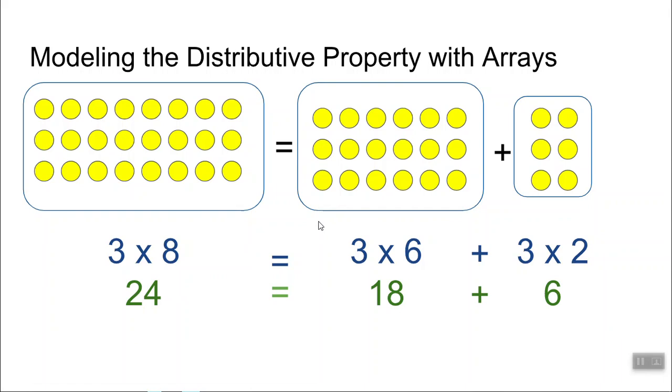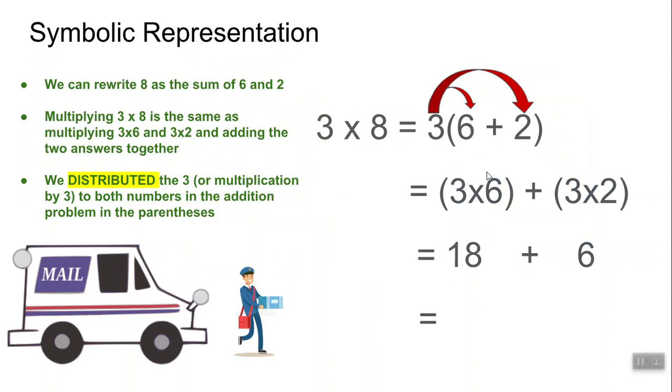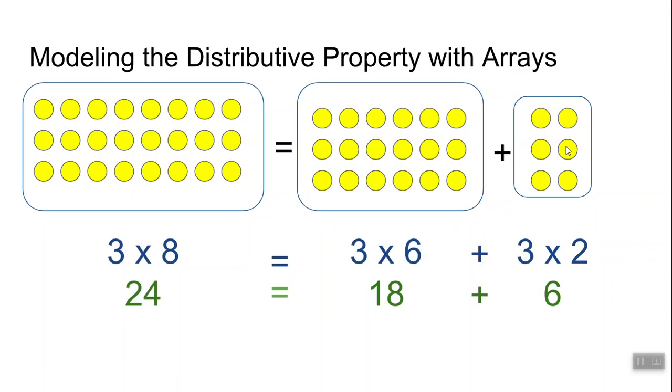That's not the only way that I can come up with 24. Here, on the left hand side, I have my 3 by 8 array. On the right hand side of the equal sign, I took my array and split it into 2 smaller arrays. I didn't add any counters, I didn't take any counters away. All I did was move them, just slide this second group to the right.